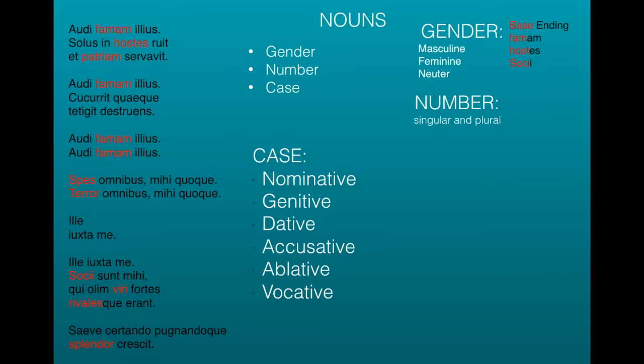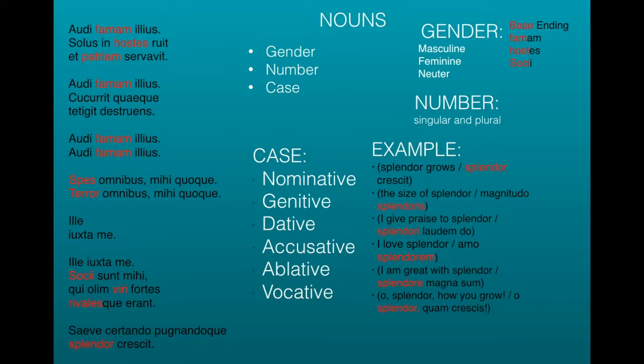So the nominative case is used for the subject of a sentence. For example, splendor grows, splendor crescit. Genitive limits another noun. And in English, we usually translate this with the word of. So genitive can show possession. So the size of splendor, magnitudo splendoris.